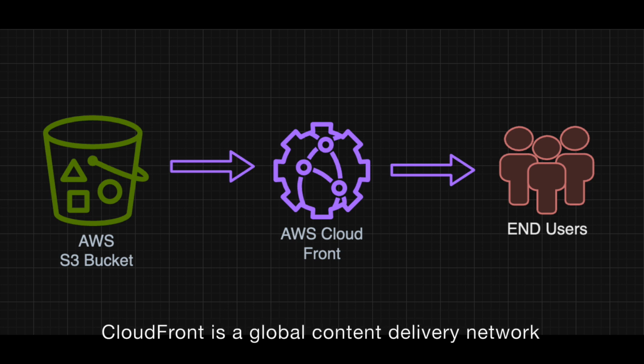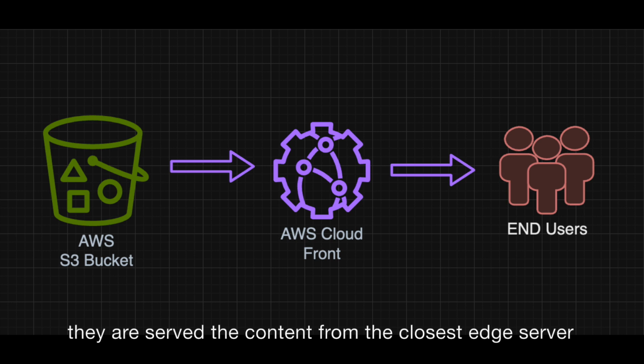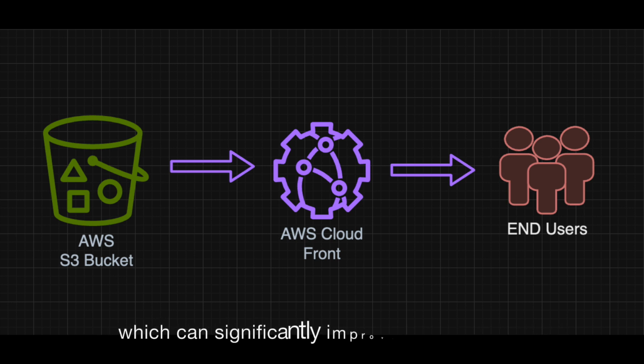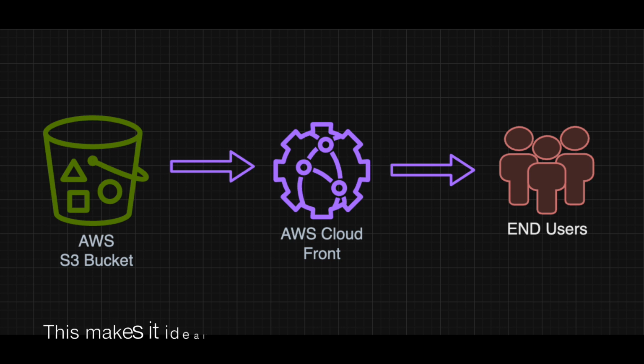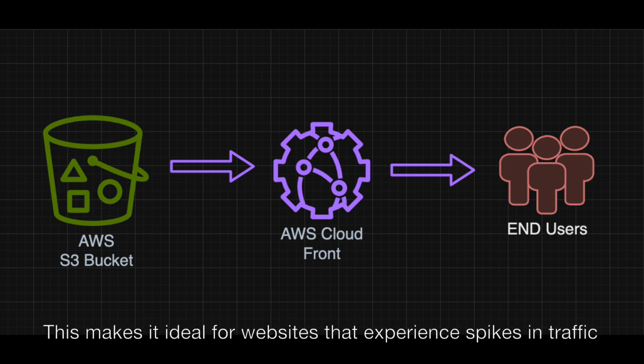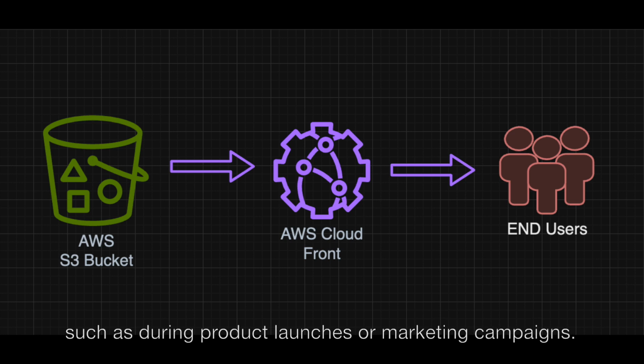CloudFront is a global content delivery network, which means that it has edge servers located all over the world. When a user visits your website, they are served the content from the closest edge server, which can significantly improve performance. CloudFront is able to handle a high volume of traffic without any performance degradation. This makes it ideal for websites that experience spikes in traffic, such as during product launches or marketing campaigns.